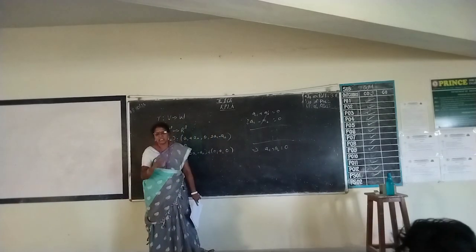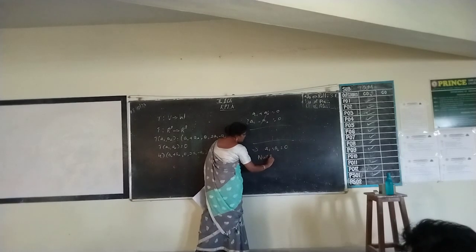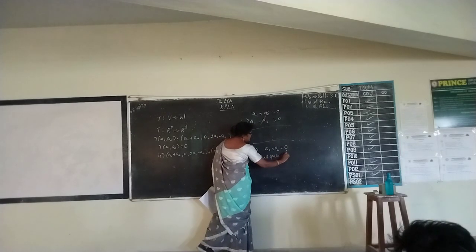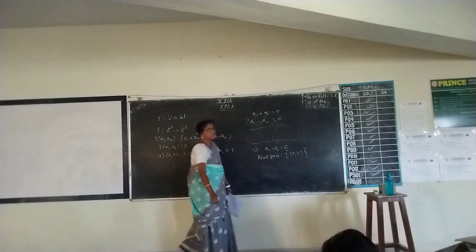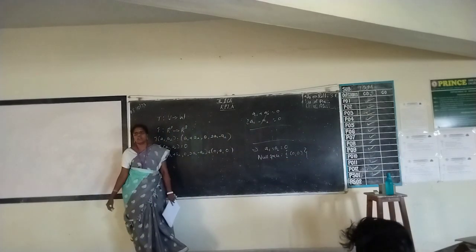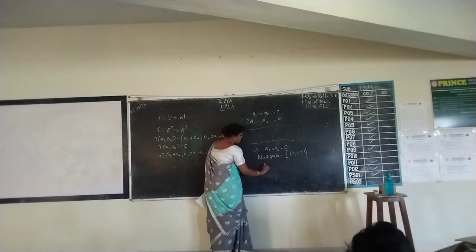So what is nullity? Null space? 0. Null space is equal to the set of element 0, 0. Because both A1 and A2 are 0. So what is nullity of T? 0.